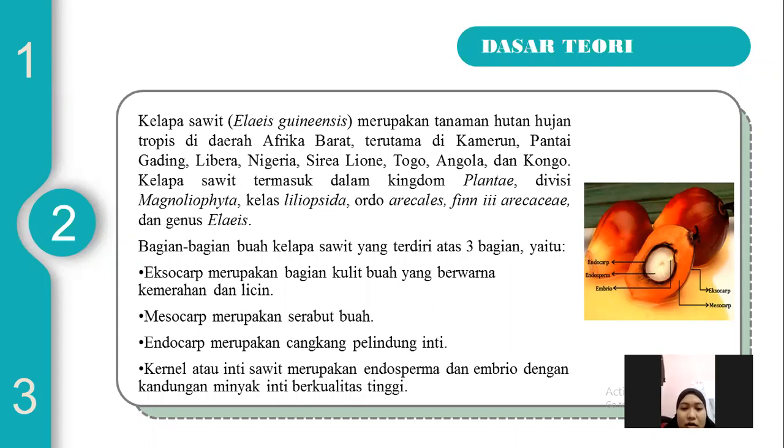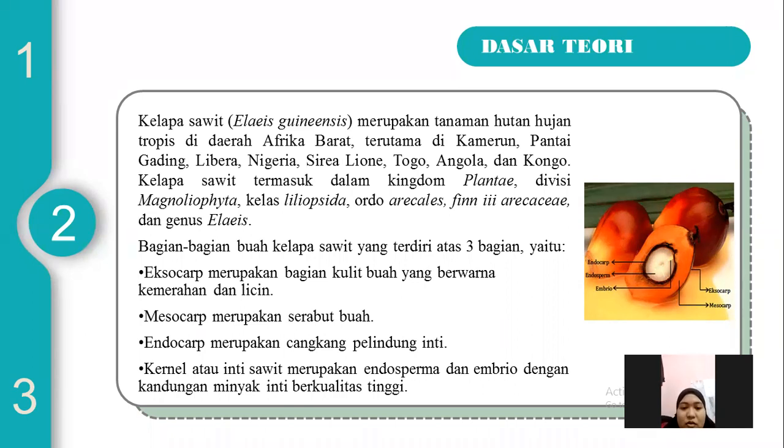Palm oil, or Elaeis guineensis, is a tropical rainforest plant from West Africa, mainly in Cameroon, Ivory Coast, Liberia, Nigeria, Sierra Leone, Togo, Angola, and Congo. Palm oil belongs to the kingdom Plantae, division Magnoliophyta, class Liliopsida, order Arecales, family Arecaceae, and genus Elaeis.